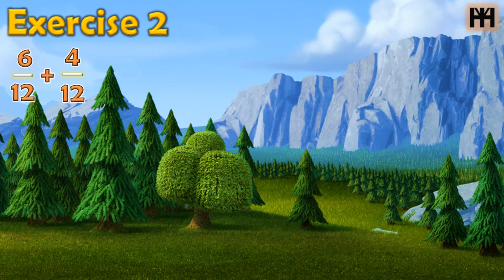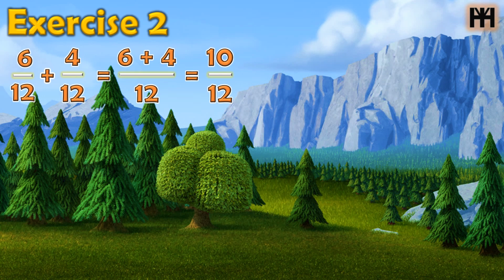Exercise 2. We have 6 over 12 plus 4 over 12. Okay, it's easy. So it's 6 plus 4 over 12, so it's 10 over 12. Okay, but we're not done yet. Because we can simplify this, so why not simplify it to make the answer in the simplest form? So both numbers here, the 10 and the 12, are divisible by 2. As here the 0 is even and the 2 is even, so both numbers can be divided by 2. So we'll divide them by 2. So 10 divided by 2 will be 5. And 12 divided by 2 will be 6. So it will be 5 over 6.